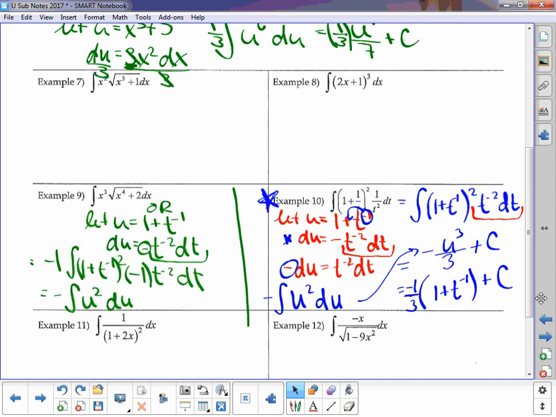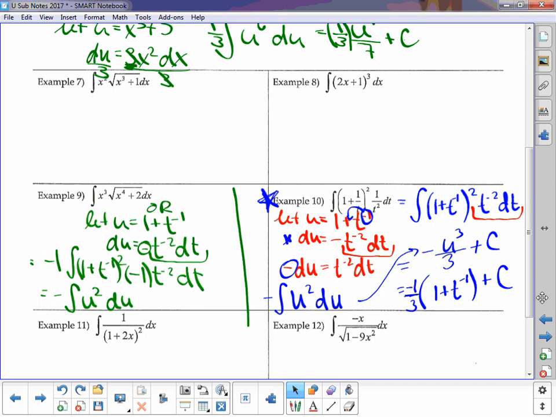Sarah? Does the negative not go to the c as well? You could go ahead and distribute the negative to c, but a constant could be either positive or negative. So we just typically put plus c. If you had minus c, you'd still be fine. Because that constant just represents some value. That's a good question.